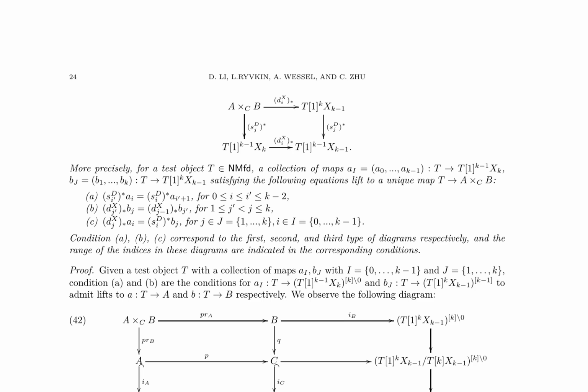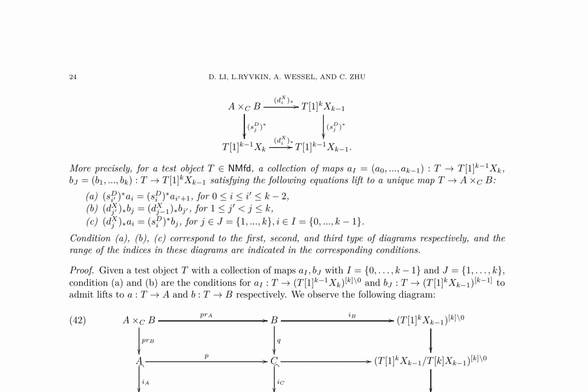This proof involves demonstrating that the given conditions, A, B, and C, on the maps I and Bj, which are collections of maps from a test object T to certain subspaces of A and B, respectively, imply the existence of unique lifts F from T to A times CB. To achieve this, they construct a commutative diagram involving various strict embeddings and monomorphisms, leveraging the properties of these maps and the monomorphisms T1, K-1 IK, 0 and IC.